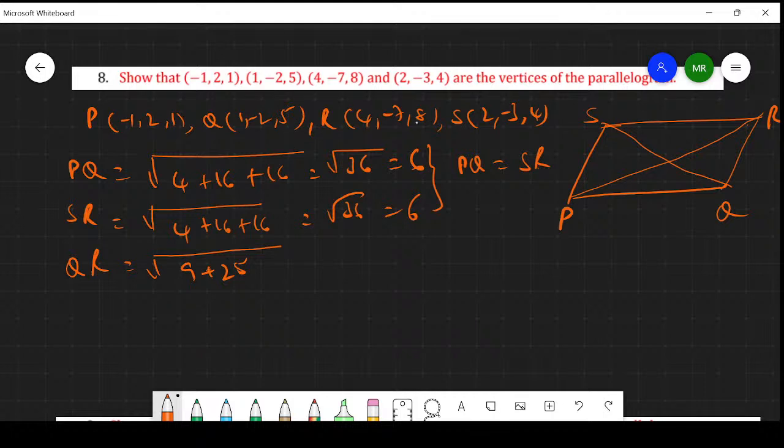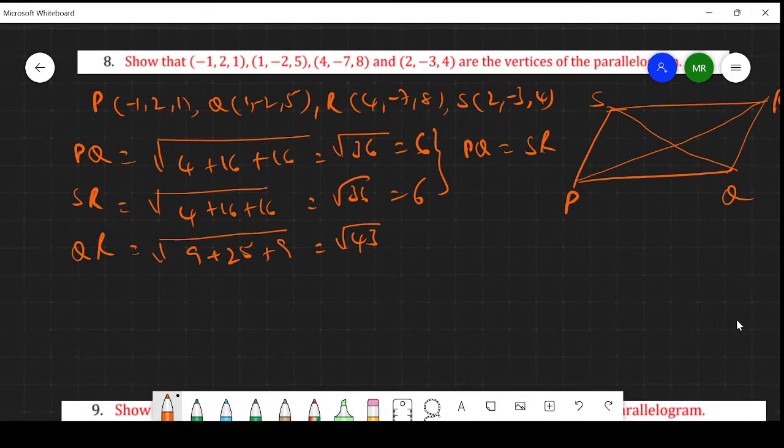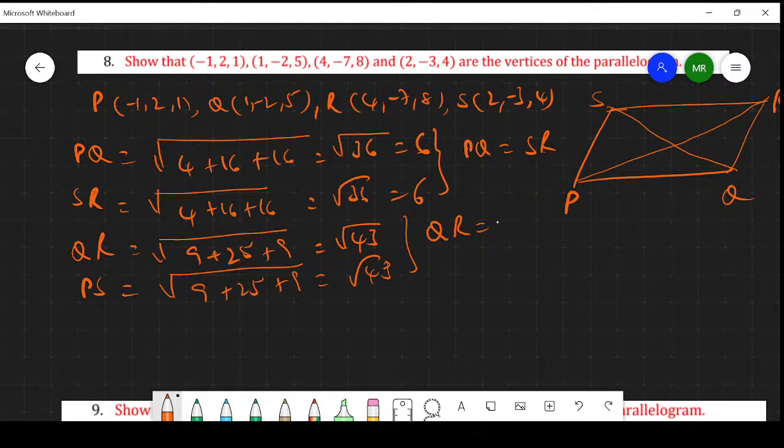I'm talking QR again. 8 minus 5, 3, it will be 9. It comes root 43, correct? Root 43. Similarly, you find PS. You find the distance between P and S. This is P, this is S. 2 minus of minus 1, 9 it comes. And minus 3 minus 2, 25. And this is 4 minus 1, 3, 9. So same thing, root 43. So from this I can conclude QR is equal to PS.